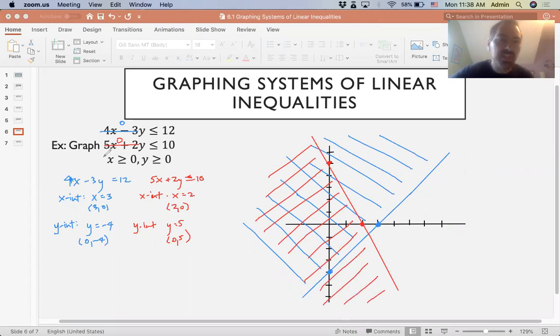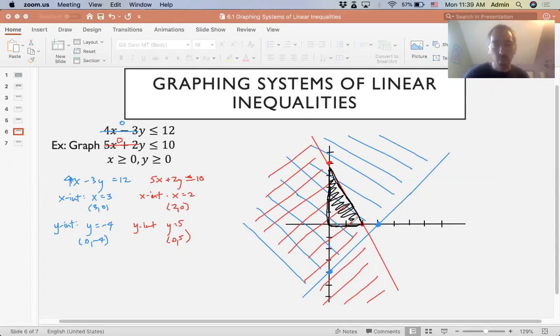All right, then of course we said that x must be greater than or equal to 0 and y must be greater than or equal to 0, so we are working only in the first quadrant. So we're going to include the shading where you see the blue and the red overlap in the first quadrant. That would be this triangle right here, and this would be our shaded region, our solution of the system of linear inequalities.